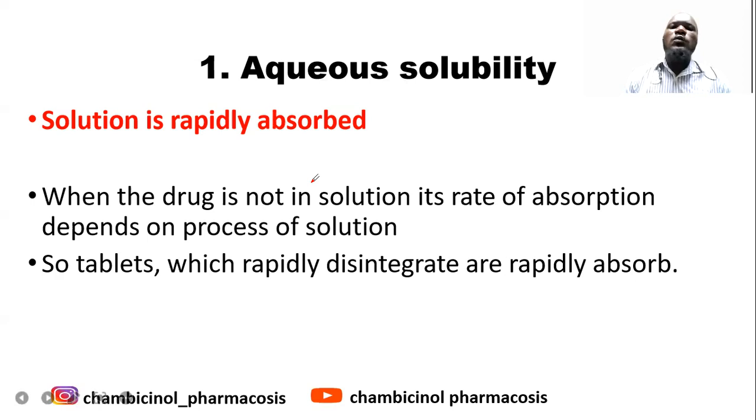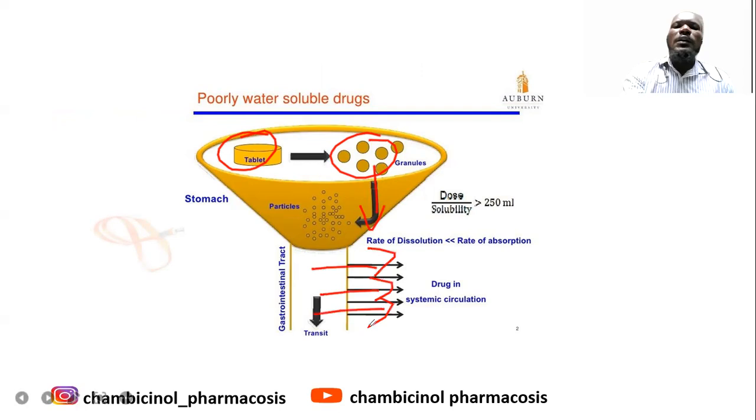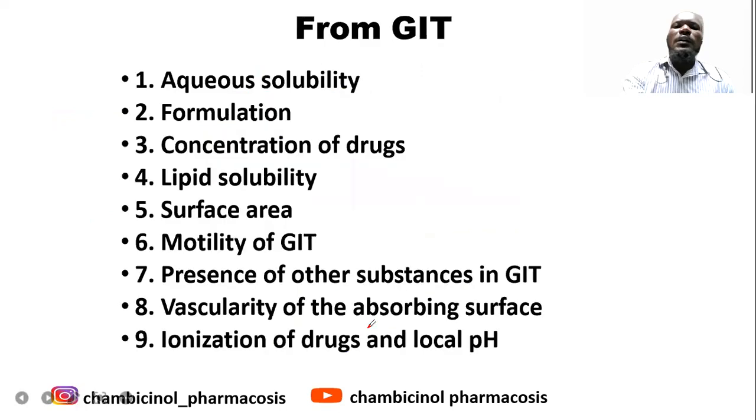So for this case, you can see from this diagram, if you take the drug in the form of a tablet, first it has to undergo disintegration in the stomach to form the so-called granules or small particles. Then these small particles will undergo dissolution so that they form the aqueous solution. Then the aqueous solution will get absorbed and reach the systemic circulation. So that is all about the aqueous solubility.